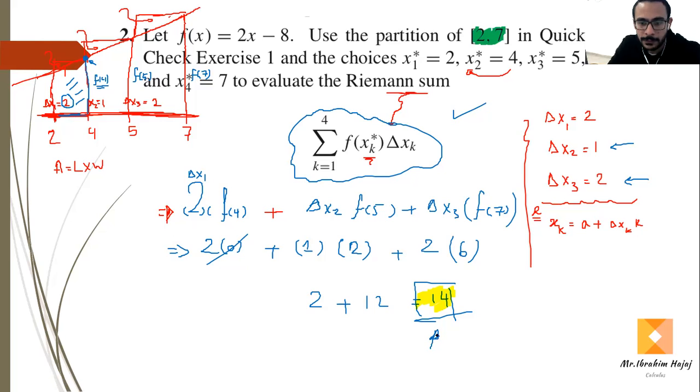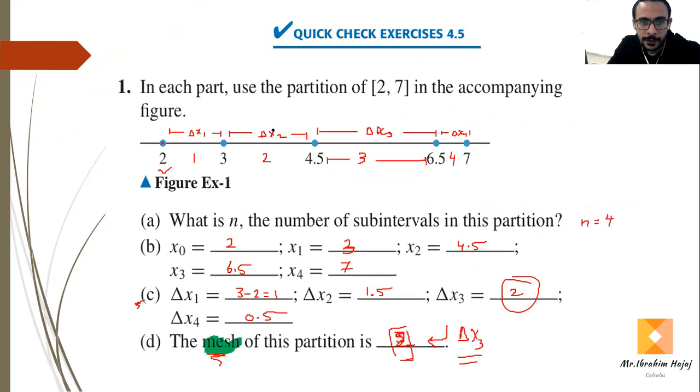So what? 14. It's 14. Yes. From 2 to 7, and the same. Now if it's integration.